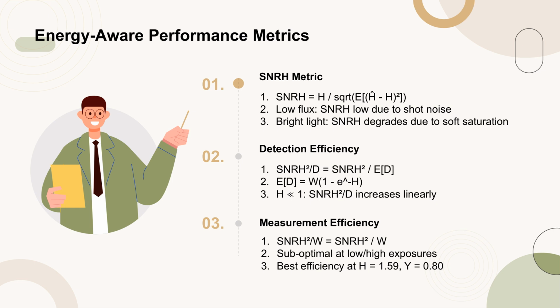This metric increases linearly when h is much less than 1, indicating significant information contribution from all detections. The second metric is measurement efficiency, SNRH superscript 2/w, which normalizes the square of SNRH by the number of measurement windows. This metric shows suboptimal efficiency at both low and high exposures, with the best efficiency occurring at h equals 1.59 and y equals 0.80.